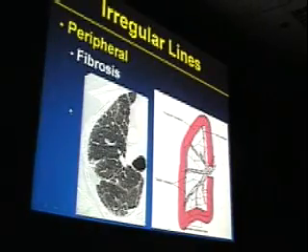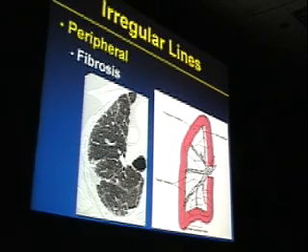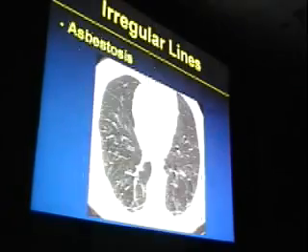When you see irregular lines in a subpleural distribution, mid and lower lobe typically, you're primarily dealing with the fibrosing disorders of lung, of which idiopathic fibrosis, or UIP, will be the most common. This may be also a case of fibrosis related to asbestos inhalation, asbestosis. It may be fibrosis related to collagen vascular disorders, pulmonary drug toxicity, or even occasionally chronic hypersensitivity pneumonitis. But you know that this is going to be one of the progressive fibrosing disorders of lung.